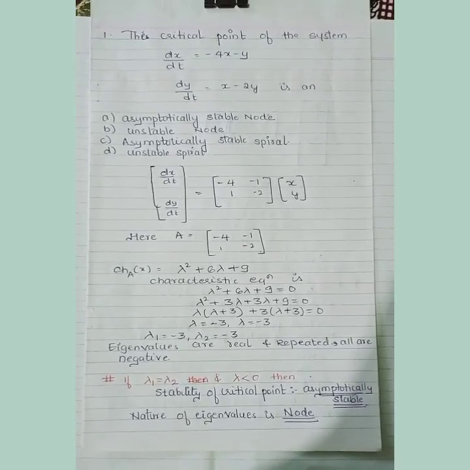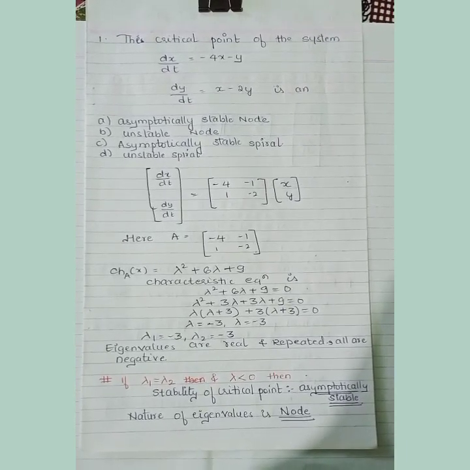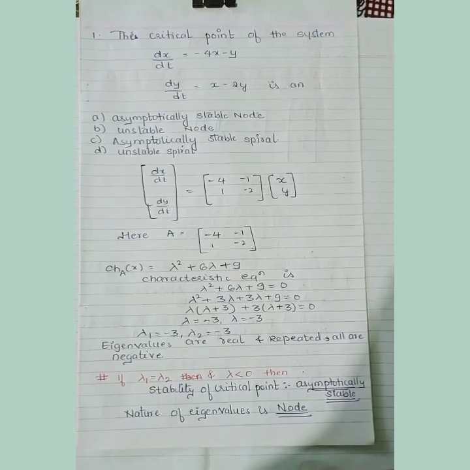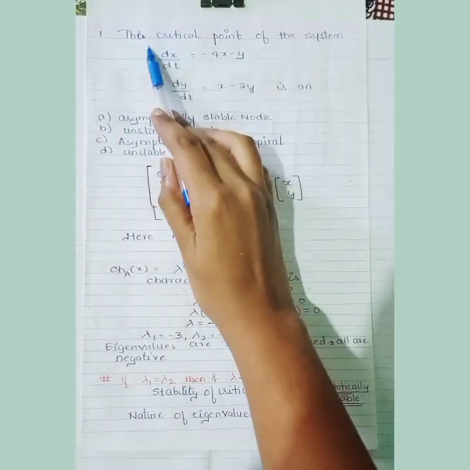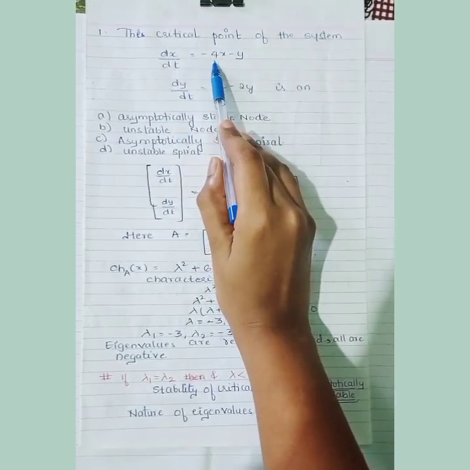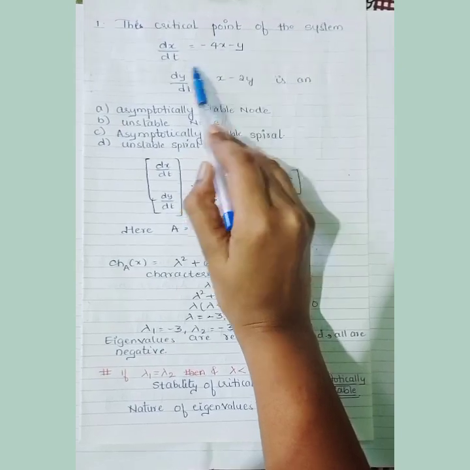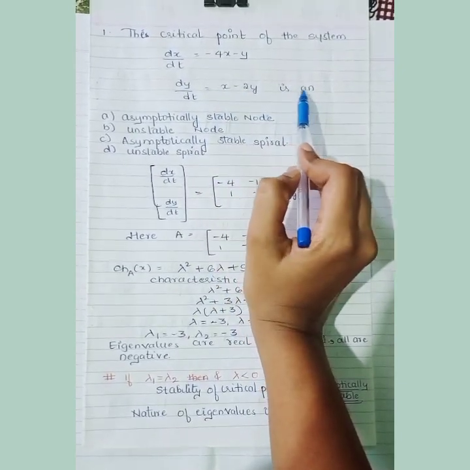So here we are going to discuss one more question based on ordinary differential equations. The topic is system of linear differential equations. So here, the critical point of the system dx/dt = -4x - y and dy/dt = x - 2y is n.